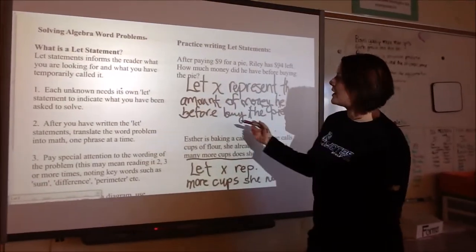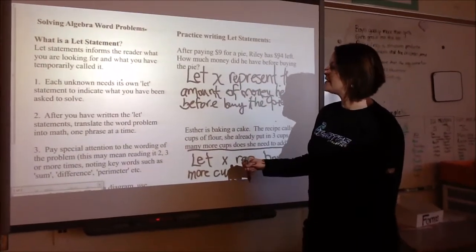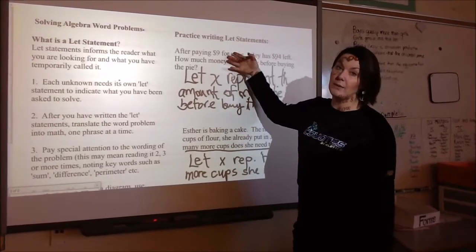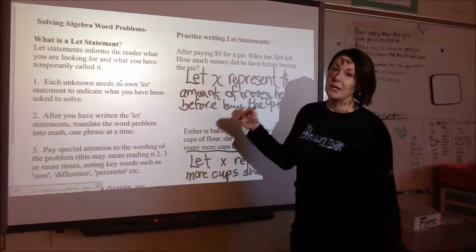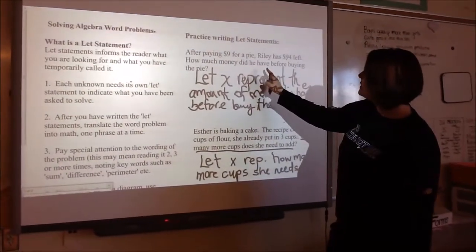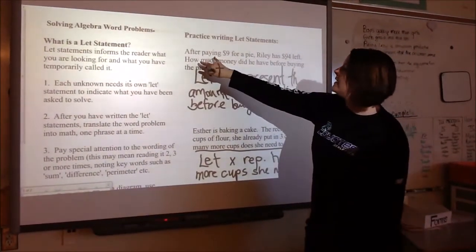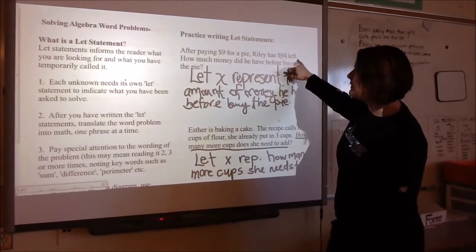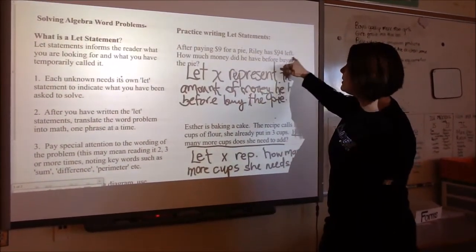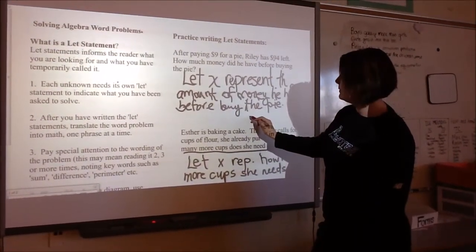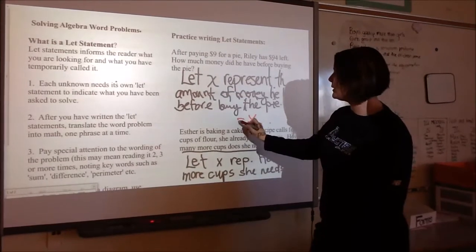All right. So now we went through and we've written down the let statements. Now I'm going to help you translate the let statement and the word problem into an equation. I'm not going to solve the equation, we're just going to focus on this for now. So looking at this question, he has paid $9 for a pie and he has $94 left. So this is going to be what we let our equation equal. Oftentimes we want to make it equal X.